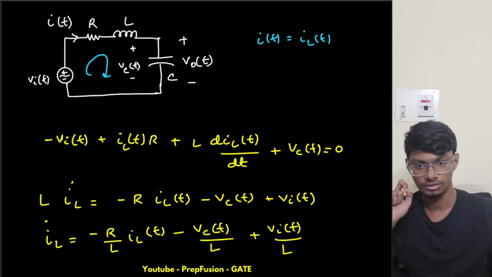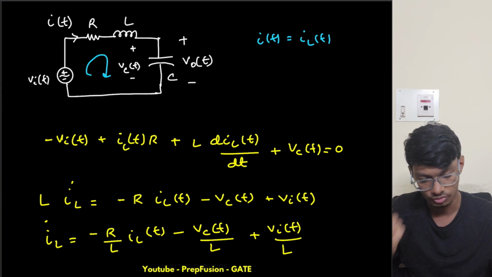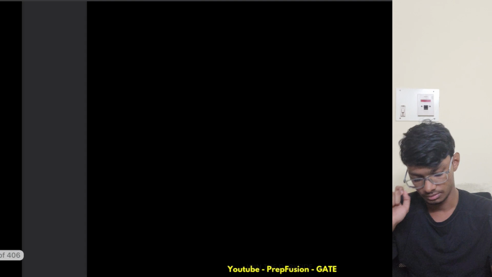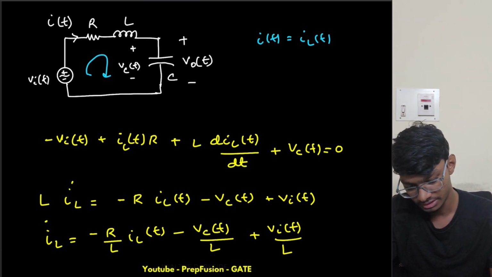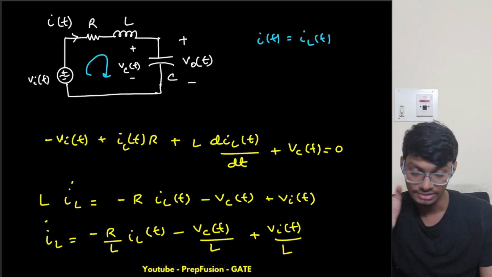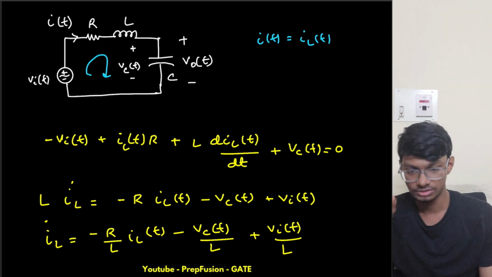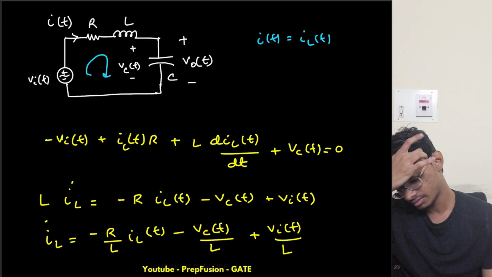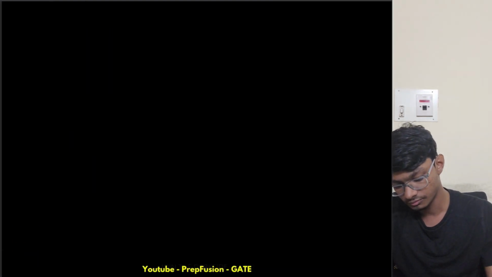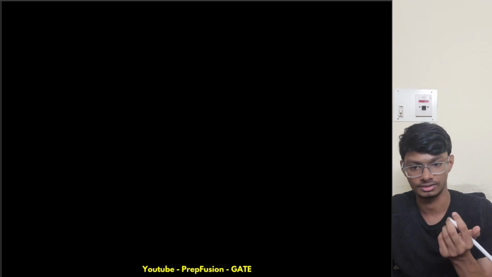Now let's solve for the next state equation. This is IL of t. I hope you understand, even if I don't write the bracket in t, you get that this is IL of t. So what is my next state equation? The next state equation is VC dot of t. What is the voltage across the capacitor, or what is the current through the capacitor?